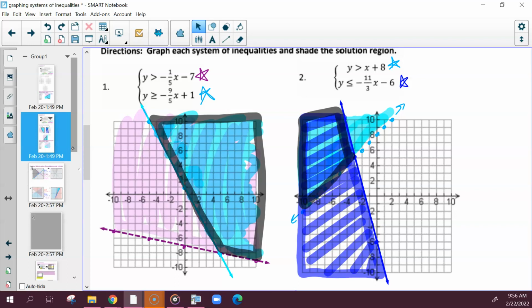That's okay. Alright, so the first one should have been a dashed line shaded above. The second one should have been a solid line shaded below. And this was the overlapping area. Questions on that one?